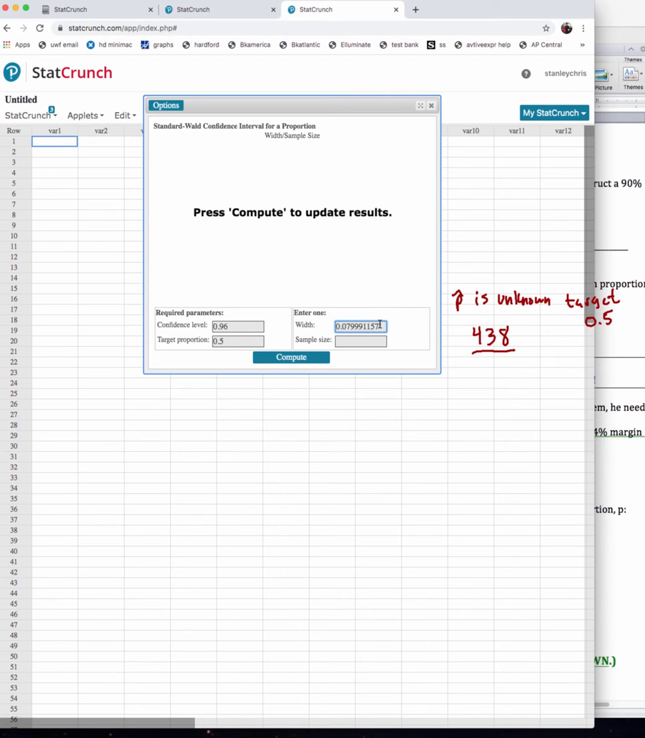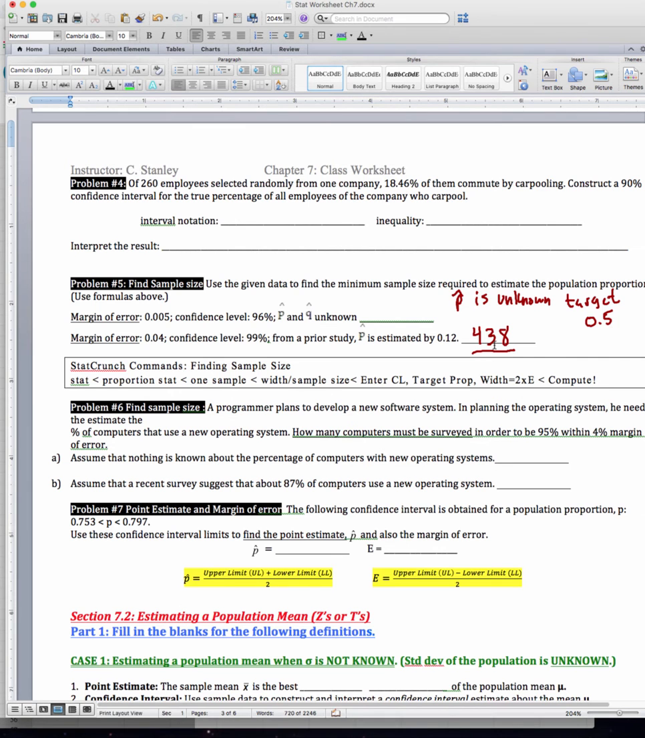Okay, now our width is going to be 1%. That's because our margin of error is 0.5%, so 2 times 0.5% equals a whole percent. 42,179, that's how many we need. So that would be the minimum sample size needed.